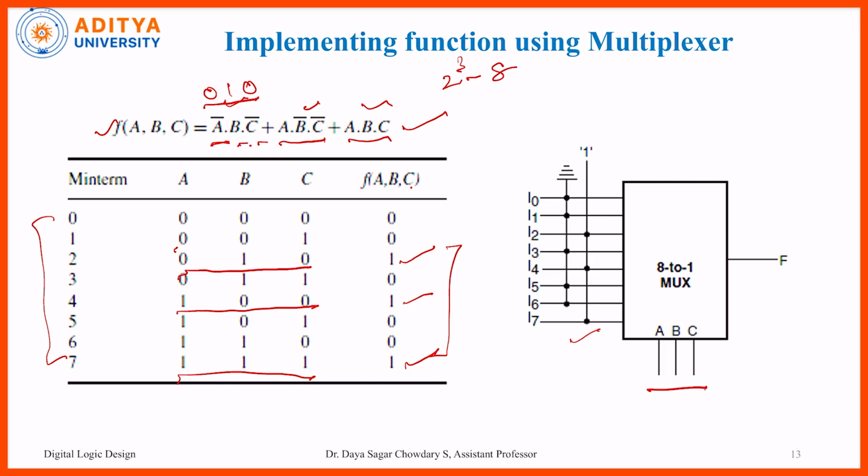So A, B, C are the selection lines and the inputs are I0, I1, I2, I3 and so on up to I7. Wherever the 1 is there, we have to connect it directly, and wherever the remaining outputs are zeros, these are connected to 0. That is simply grounded. And finally we will get the output F.